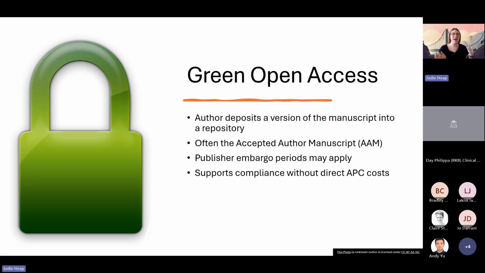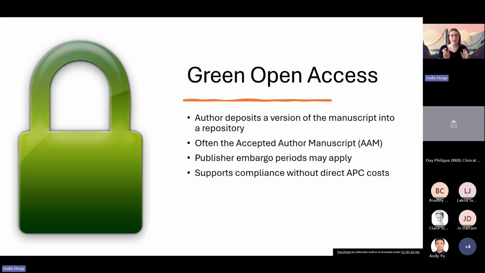So there we go. The author deposits their version of the manuscript, so before the copy editing takes place. This is called the author's accepted manuscript. In a bit I'll show you a timeline and it'll make more sense, but there's your version before you hand it over to the publishers and they make changes to it to make it look pretty.